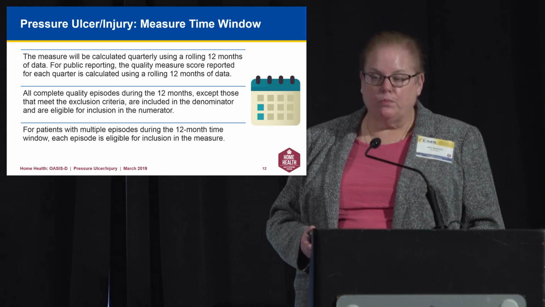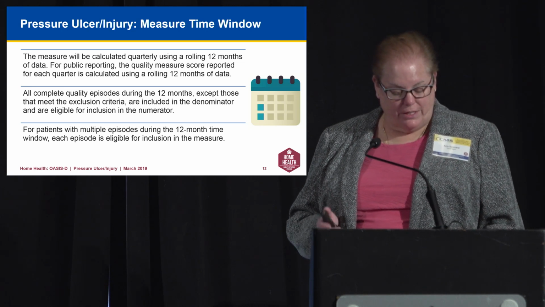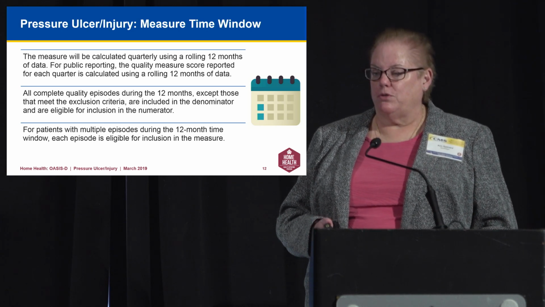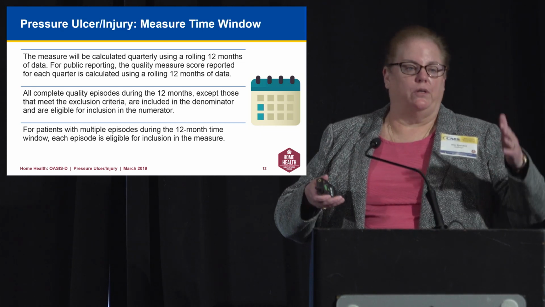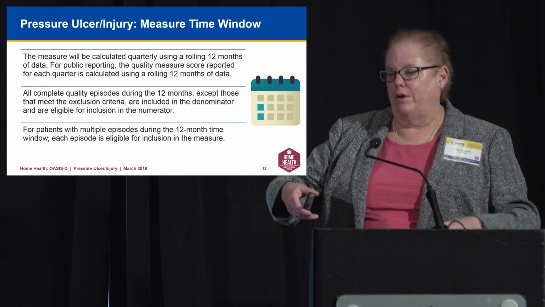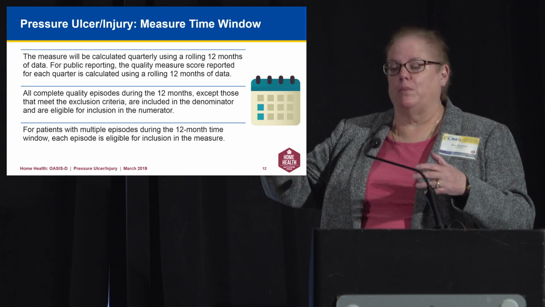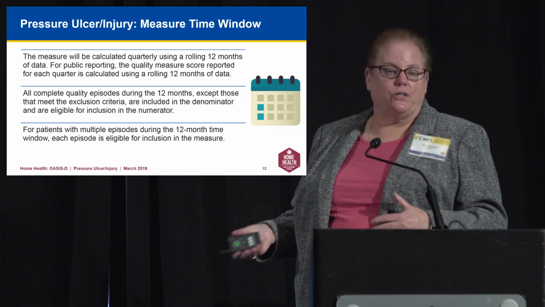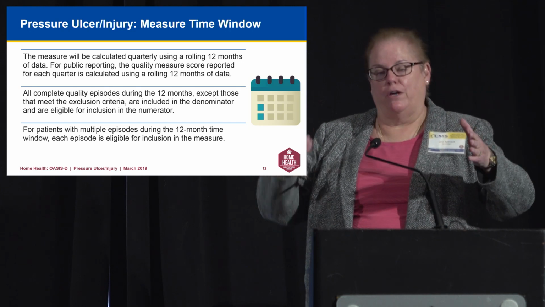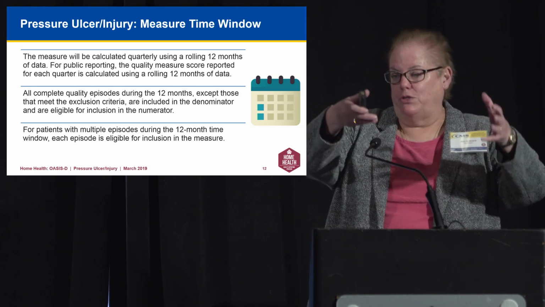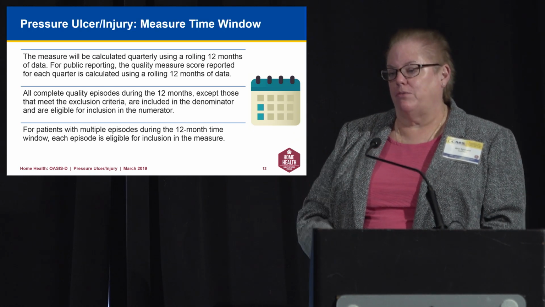For patients with multiple episodes during a 12-month time window, each of those episodes is eligible for inclusion in the measure. So if for some reason you had a start of care and a discharge, let's say in January into February, and then you discharge them off of service, and then they come back 2 months later and they have another episode. So potentially someone could have 3 or 4 episodes. As long as they had the start of care, resumption of care, and a discharge together, that completes 1 episode. So you potentially could have one patient having 3 or 4 episodes.